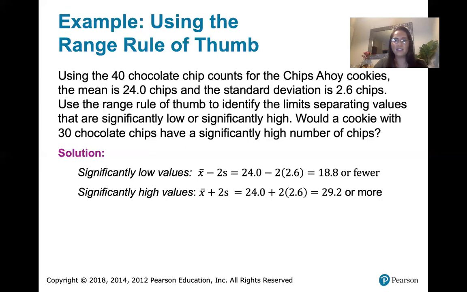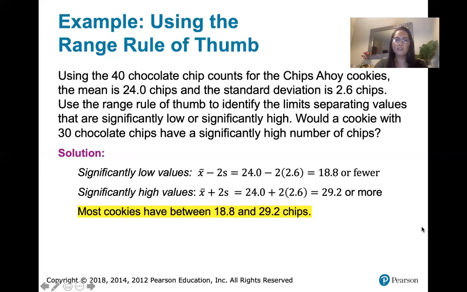So the question says now, would a cookie with 30 chips have a significantly high number of chips? I think we can say yeah, it would, because most cookies have between 18.8 and 29.2 chips. That's what the range rule of thumb tells us. So if we're talking about 30 chips, that's significant. It's more than that 29.2.